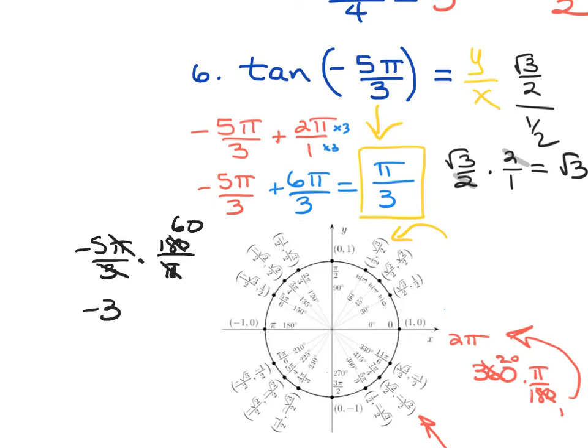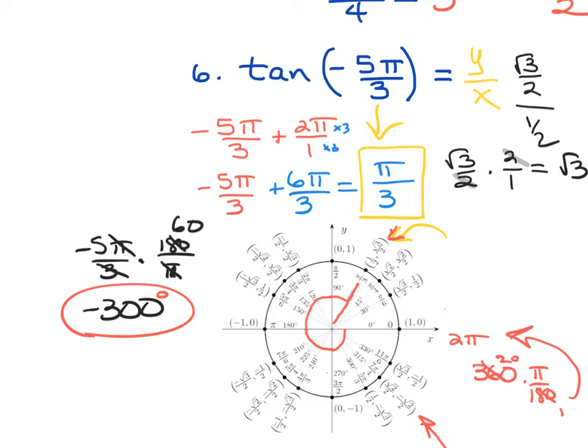And this gives me a negative 300 degree angle. So if I wanted to graph this, I would go 90, 180, 270, and then I need to go 30 more. Notice it was the same angle I got by adding 360, which was the pi over 3. It's a lot easier than having to do the conversion and then have to graph it.